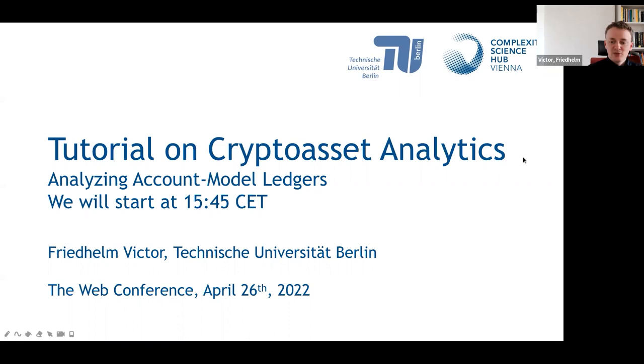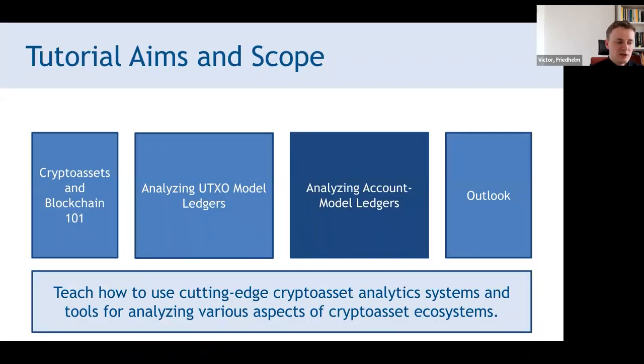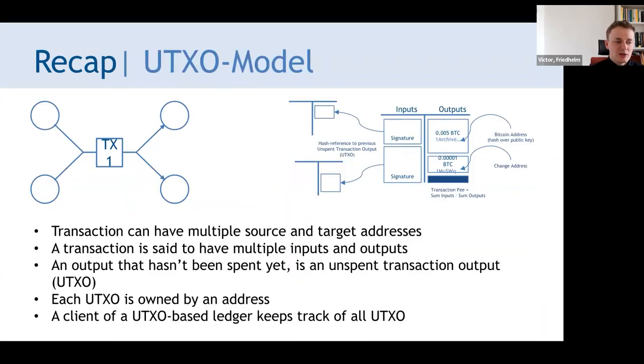Okay, so we're now at the third part of this tutorial. We've seen in the beginning a 101 introduction to cryptoassets and blockchain, and in the past session, the analysis of UTXO model ledgers, and now we'll look at account model ledgers, the most prominent example of which I would say is Ethereum. To recap briefly, in the UTXO model, transactions can have multiple source and target addresses. A transaction is therefore said to have multiple inputs and outputs.